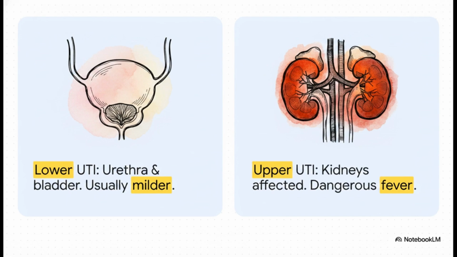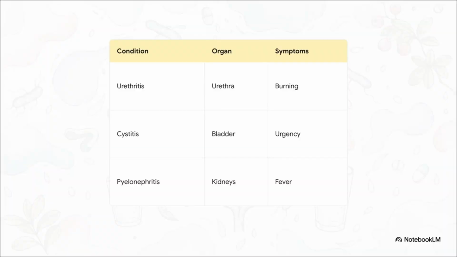Think of this as an escalation. At the very top, we have urethritis. That's an infection of the urethra alone, characterized by burning, itching, and a mild discharge. Move one step up the plumbing, and we hit cystitis, the infection of the bladder. This is by far the most common type of UTI. It presents with that classic urgent need to go along with cloudy urine and pelvic pain.